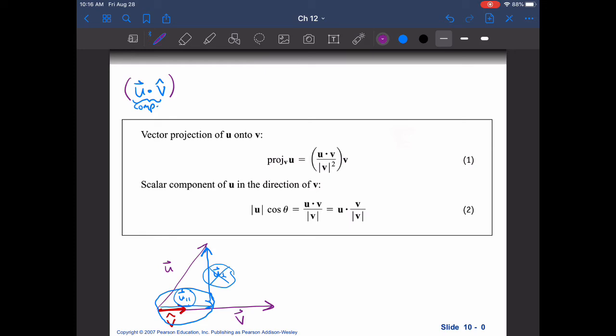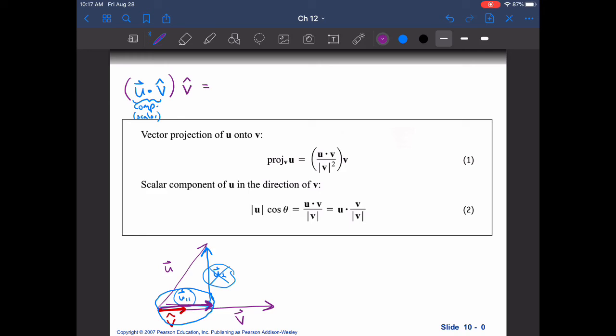So this is a component, it's a scalar, and then I'm going to take that scalar and multiply it by another unit vector v to give me the direction of v. So I have a length here in the direction of v, and then I'm going to multiply it by that unit vector v again to give me a direction in the direction of v. And that should pretty much do it for me. U dotted with the unit vector v times the unit vector v again.